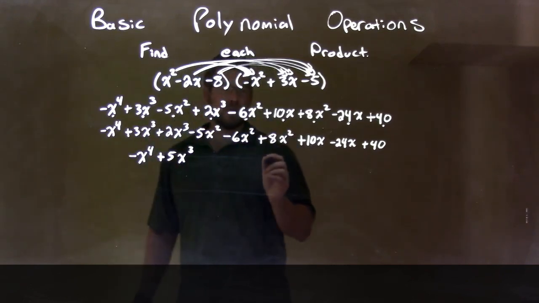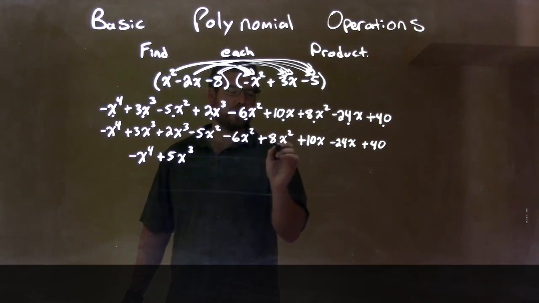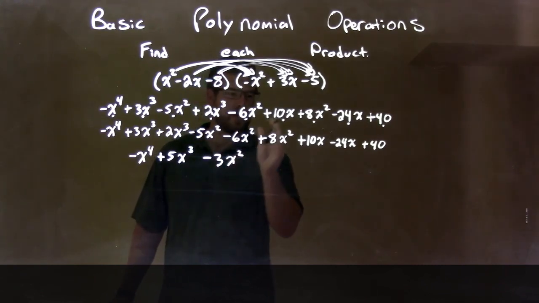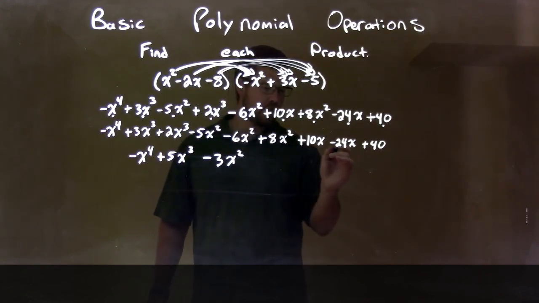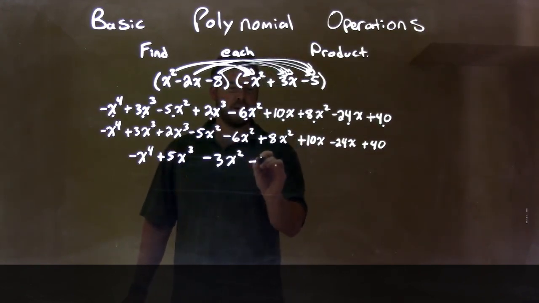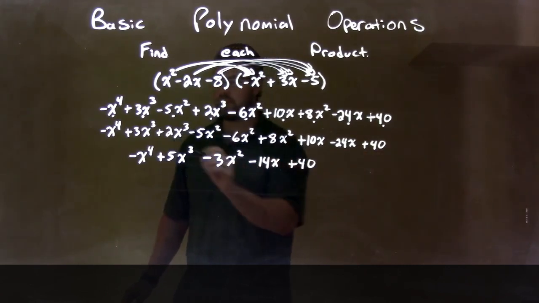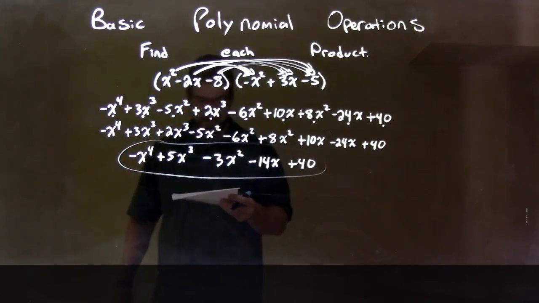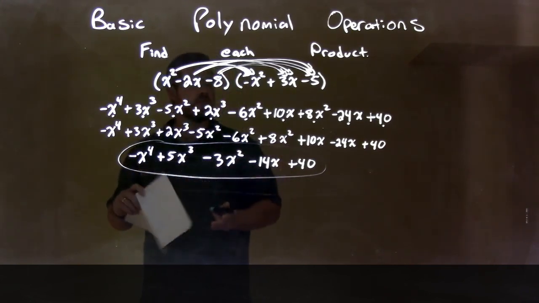Now let's go with the squareds here. Now this is how I like to see it, right? Negative 6x squared plus 8x squared is a positive 2x squared, plus a negative 5 is a minus 3x squared. Okay, got the squareds down. With just the x's here, we have a negative 24x plus 10x, which is a minus 14x, and we bring down the plus 40. All right. So now we have our final answer of negative x to the fourth plus 5x to the third minus 3x squared minus 14x plus 40.